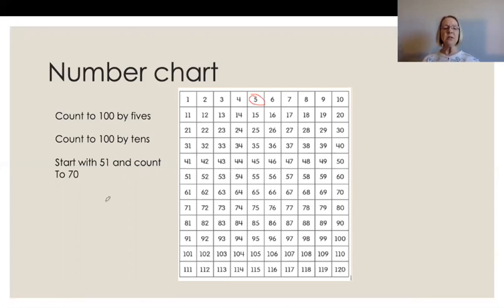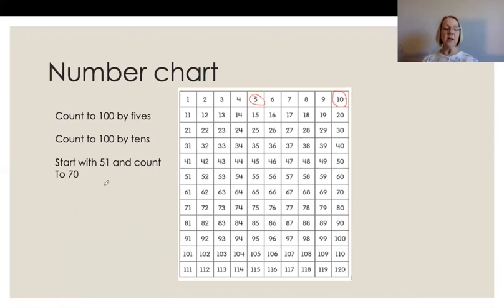The next one says count to 100 by tens. So we're going to start with 10 and we're going to count all the way to 100. 10, 20, 30, 40, 50, 60, 70, 80, 90, 100. And can you count further? Yes, go ahead and try it.